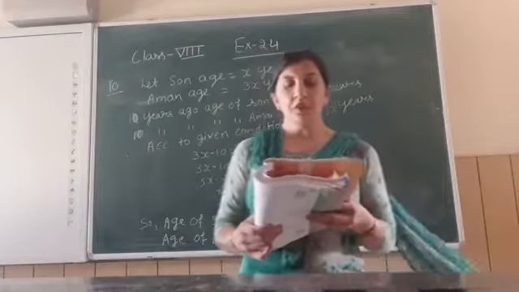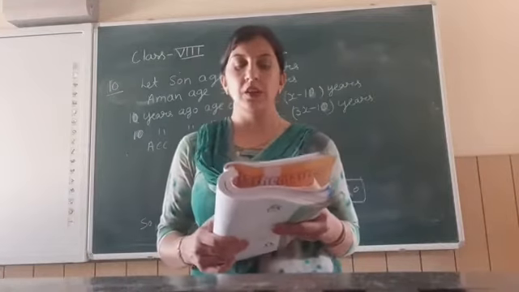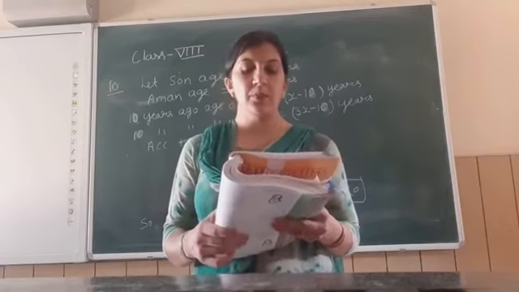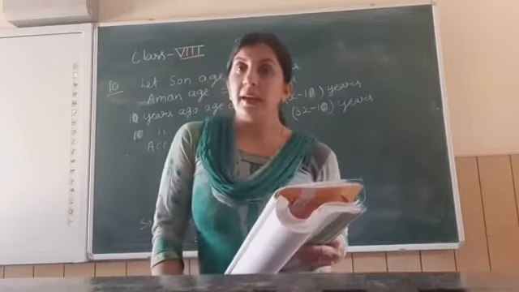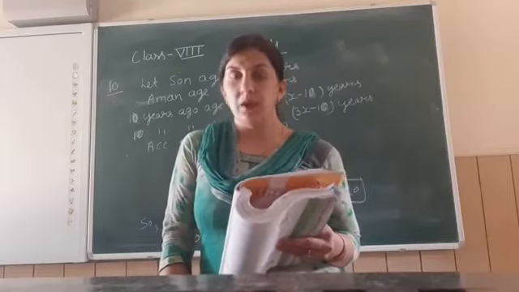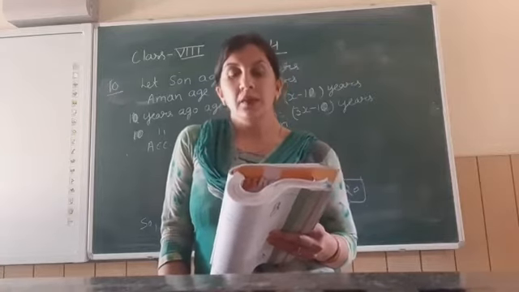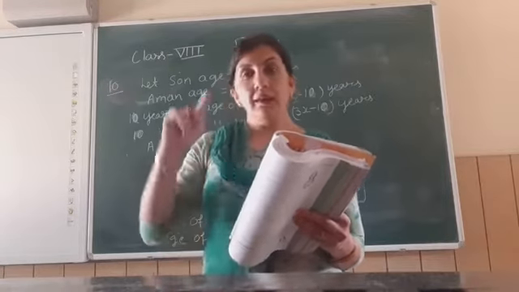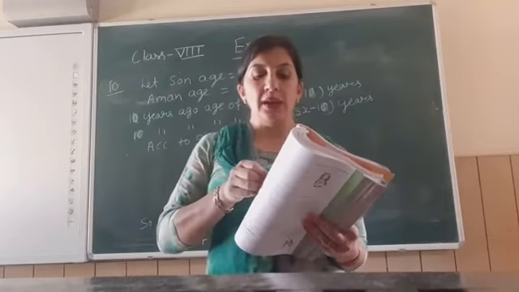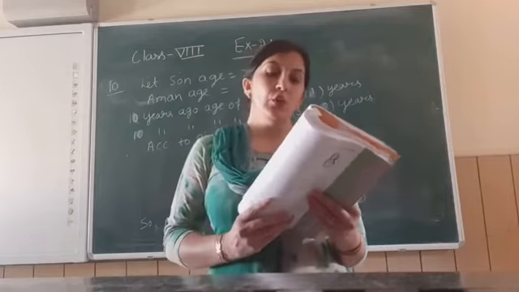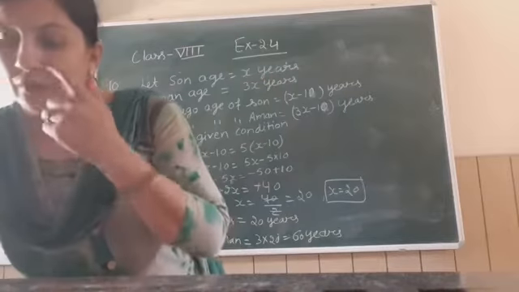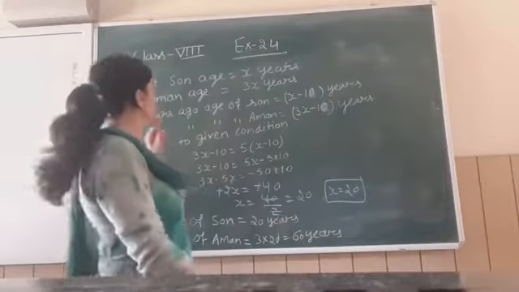Now the 10th question is: Aman's age is 3 times his son's age. 10 years ago he was 5 times his son's age. Find their present age. This is saying that at present Aman's age is 3 times his son's age, times means multiply. But 10 years ago, ago means 10 years before, he was 5 times his son's age. Find their present age. So let's come to the question.